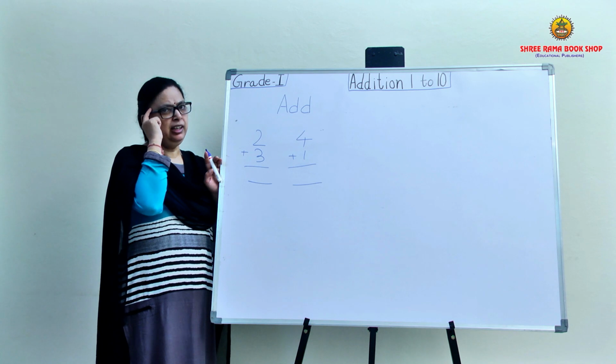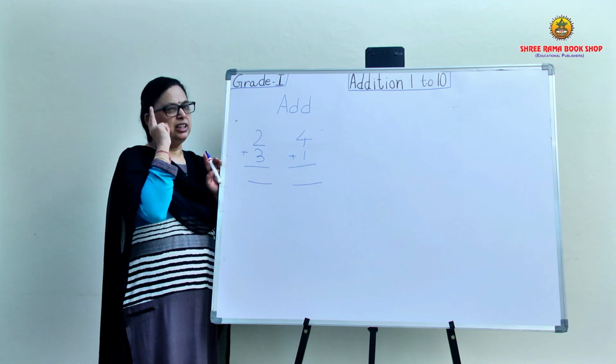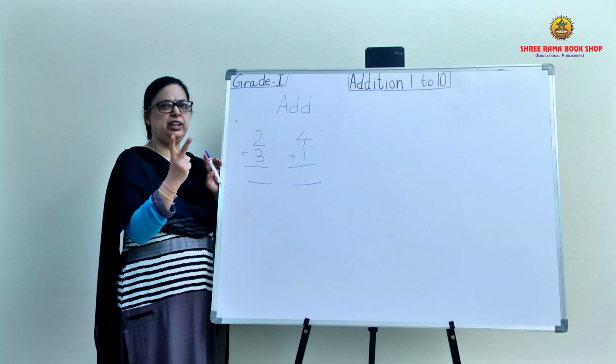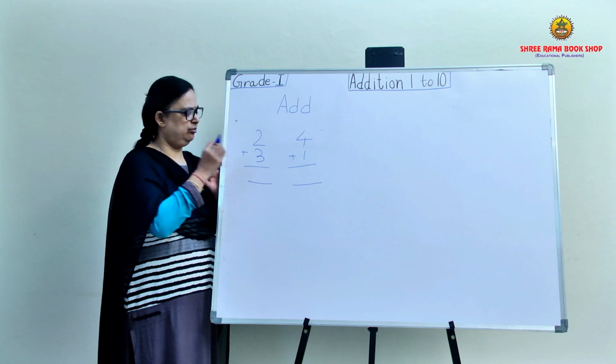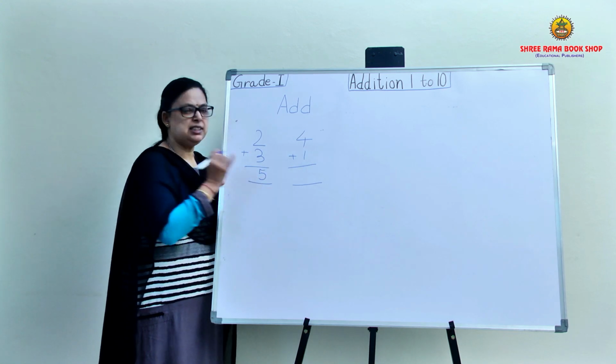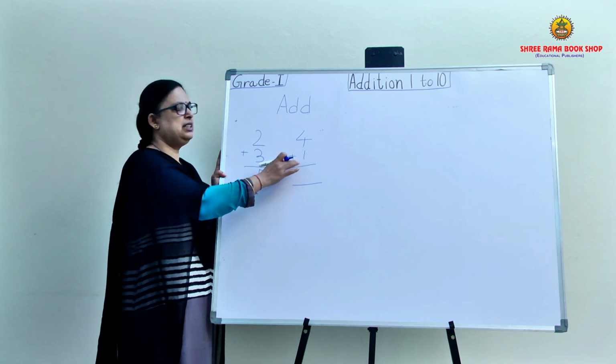3 in your mind, 2 on your fingers. The number on the top is 2. 3 in your mind, 2 on your fingers. After 3, 4, 5. So this would be the answer here. Right, children? Now here you can see 4 plus 1.